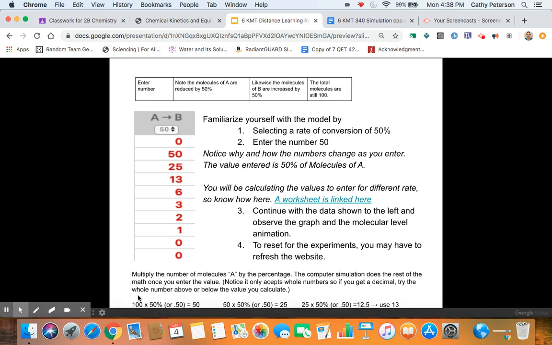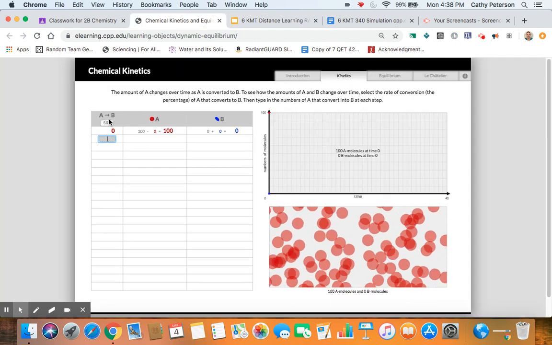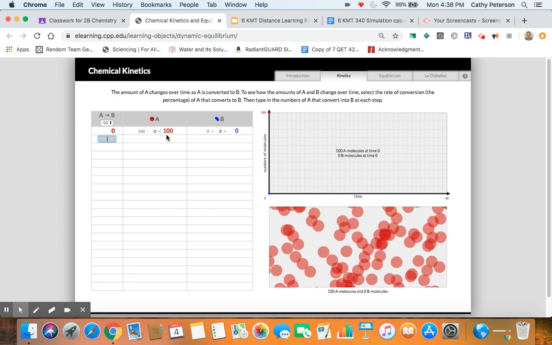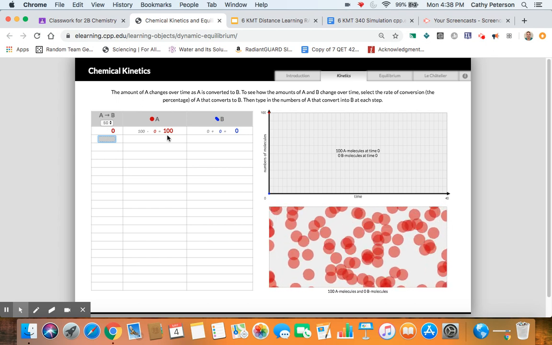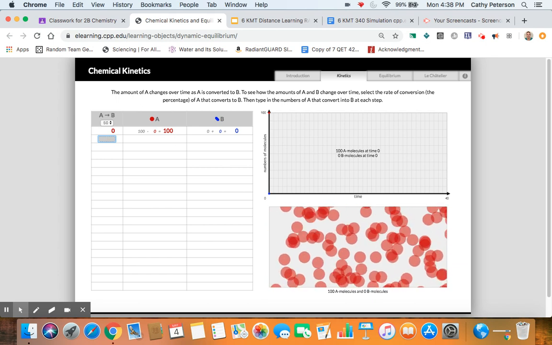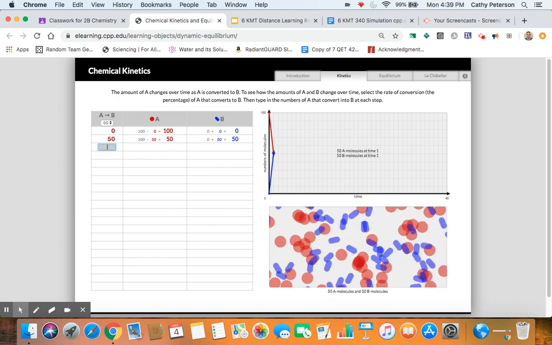I put some hints down here on how you could calculate them. If we're using the 50%, in your calculator, you use that percentage in decimal form. So let's go through that on the simulation. Again, I picked a rate of 50%, and I have 100 molecules. 100 molecules times 0.5, that's 50% in decimal form, is 50. I enter that number and I hit equal.